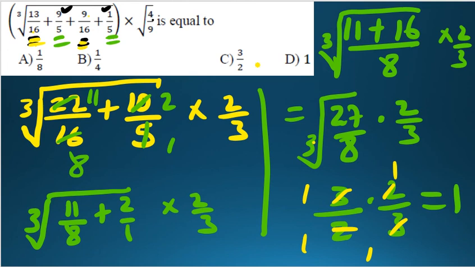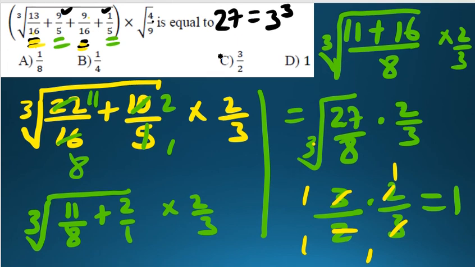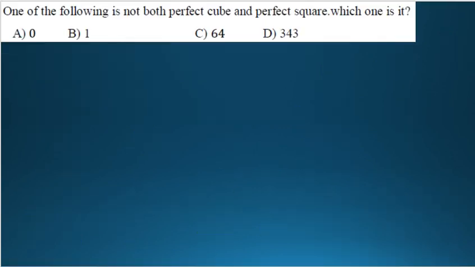Here what did I do? 27 is the same as 3 cube, and 8 is the same as 2 cube. So easily extracted because both of them are perfect cube numbers.